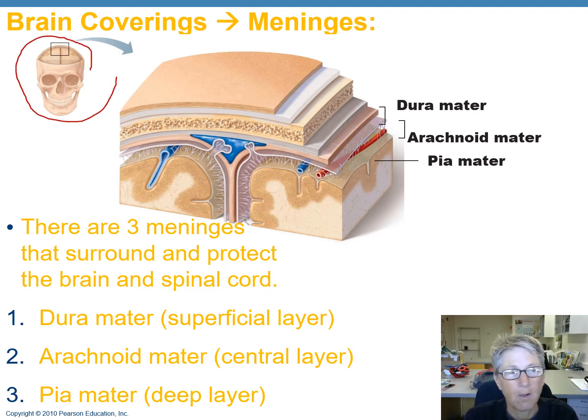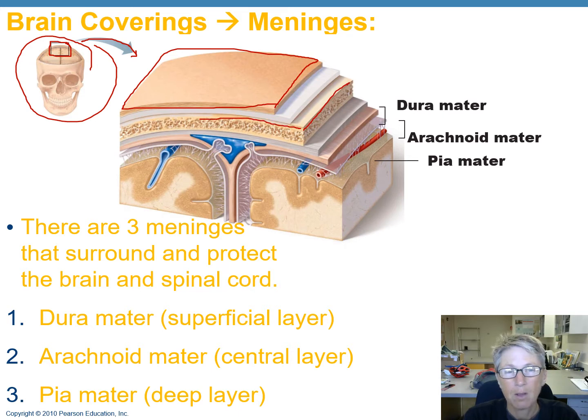So here's our skull, and they take a piece here, and then they bring it over to this cartoon, and you can see that this tan piece here would be the skin, the scalp, and then this would be the bone, the cranial bone here, and then deep to that you would find the first meninge called the dura mater. So that would be this guy right here.